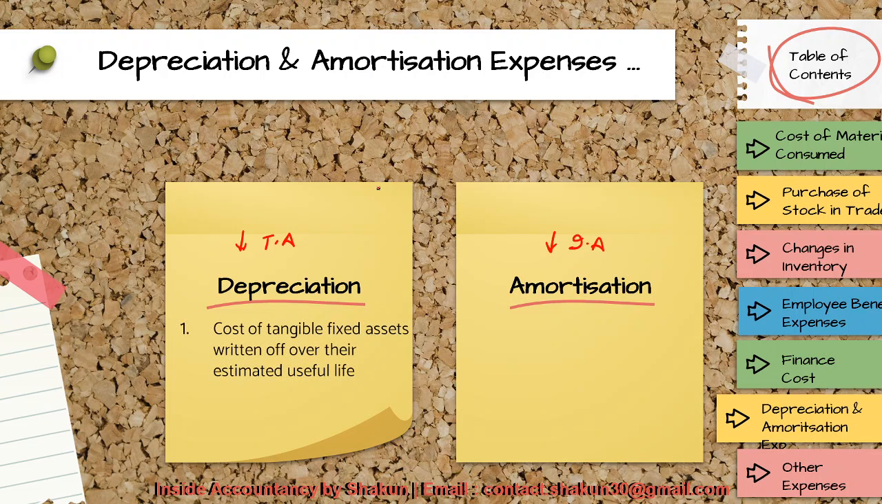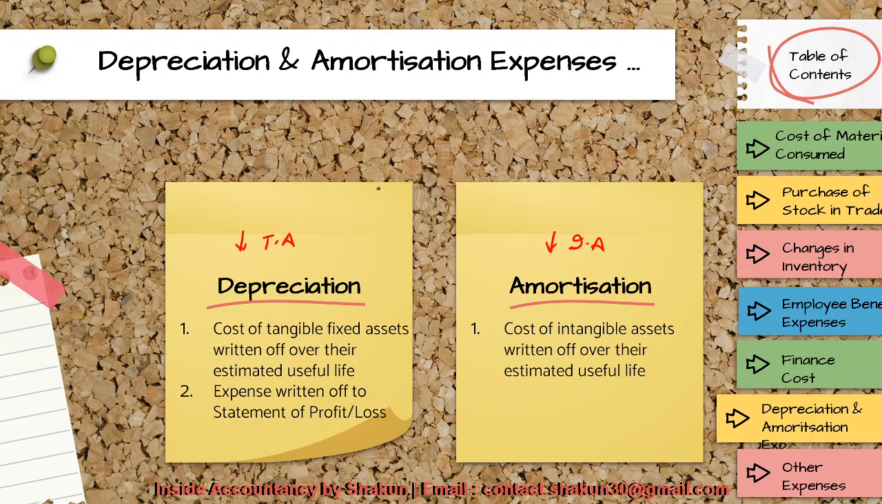So depreciation is the cost of tangible fixed assets which is written off over their estimated useful life, and it is written off to the statement of P&L. Similarly, the cost of intangible assets is written off over their estimated useful life, and it is also written off to the statement of P&L. So what are tangible and intangible assets?